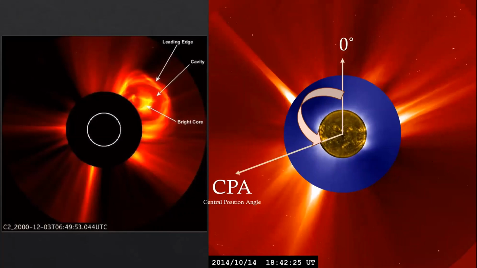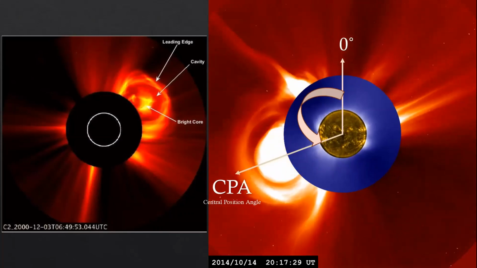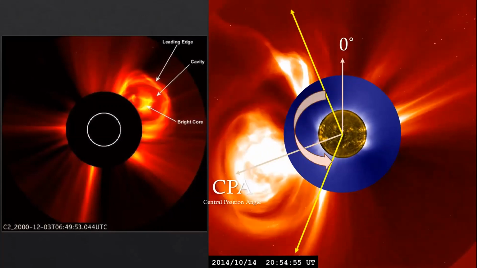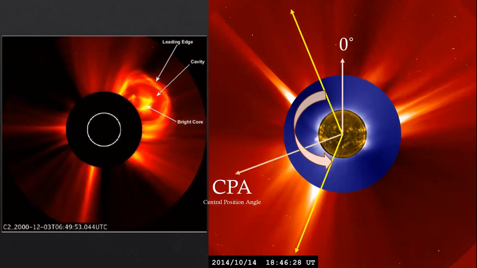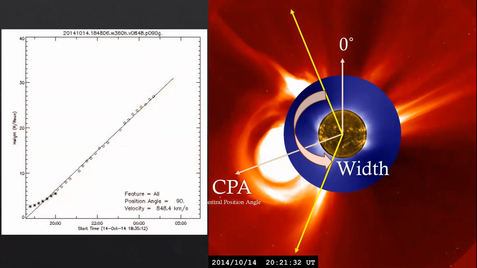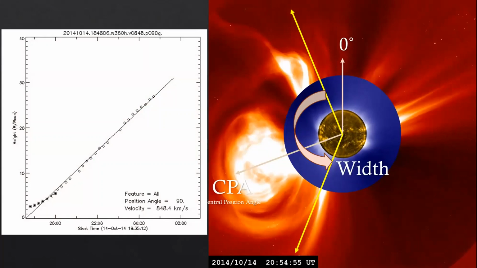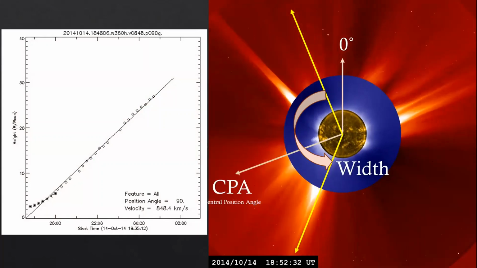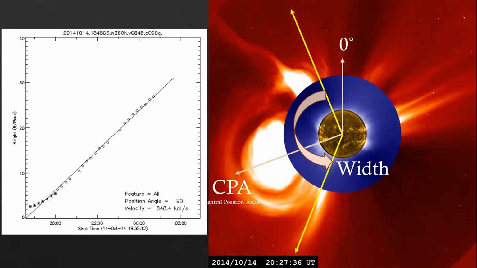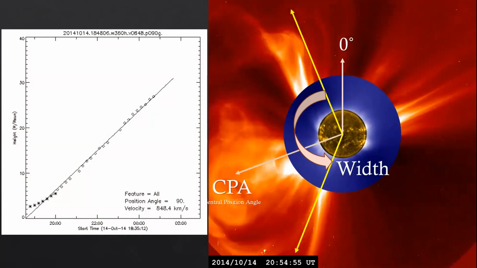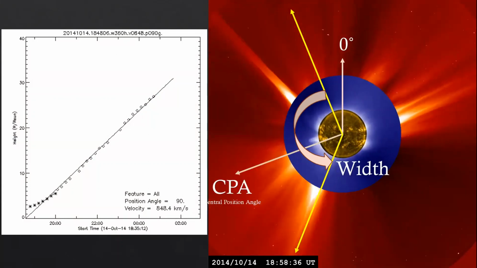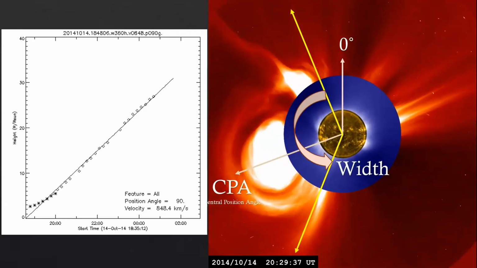There are other parameters related to CMEs, such as the width of the CME, which we measure like this: the extent of the particular CME in the coronagraphic field of view. We can also track a CME to get familiar with its properties, such as the time-distance, the velocity of a particular CME as time progresses, and the acceleration, which we can measure from these coronagraphic images.